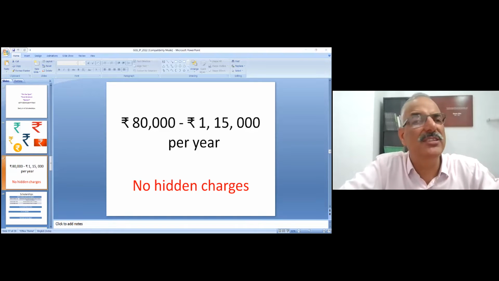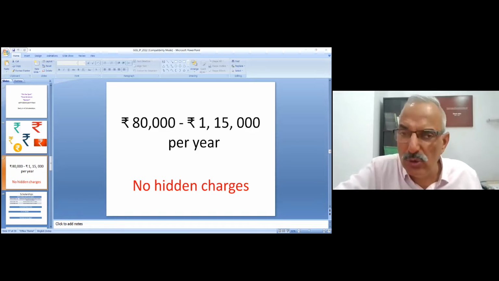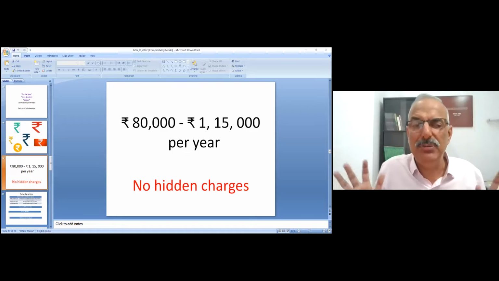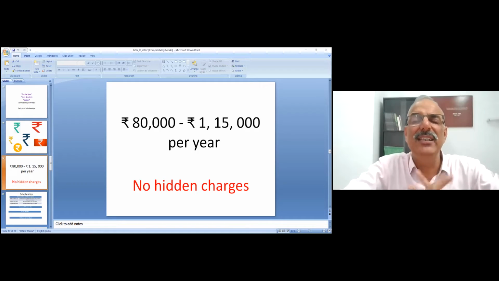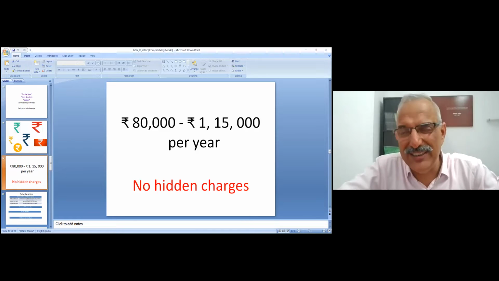For journalism, the fee structure is 80,000 per annum. For BBA, the fee structure is 92,000 per annum, something like this. But in a broader sense, we can say that this is the range which is available. And yes, there are no hidden charges because IPU is a government university, right?